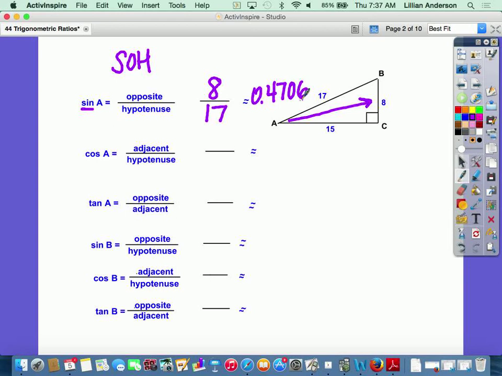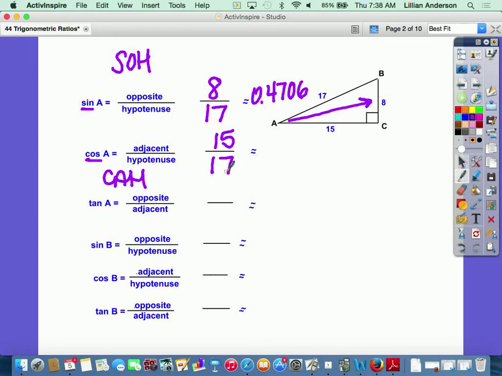So that's just when you do 18 over 17. Let's look at cosine. Cosine, that's the CA, and so CAHTOA is adjacent over hypotenuse. Well, if 8 is my opposite side and 17 is my hypotenuse, that makes 15 my adjacent. It's adjacent to angle A, and then 17 is my hypotenuse.